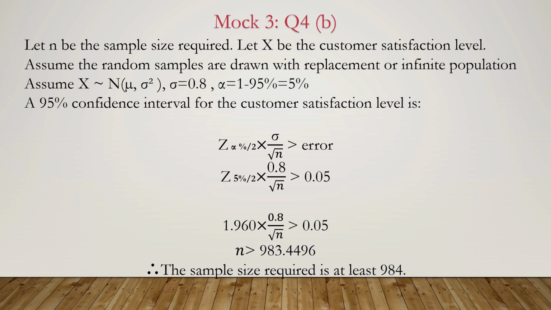So a 95% confidence interval for the customer satisfaction level could be calculated by the following formulas. And we know that alpha equals 5% and sigma equals 0.8. So after calculation, we could know that n is bigger than 983.4496. And the n represents the sample size, and the sample size must be an integer. So the sample size required is at least 984.